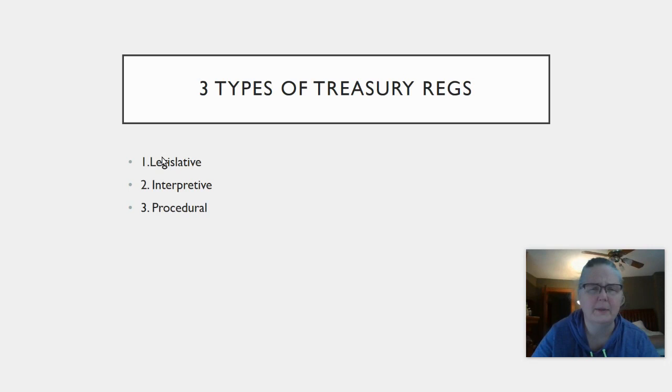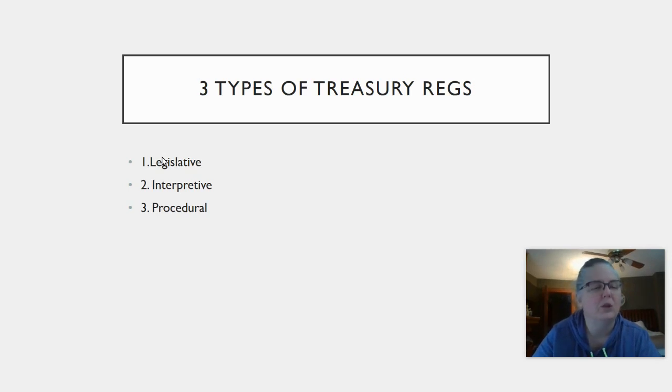So there are 3 types of Treasury regs here. Okay, we have legislative regulations. These are authorized under the code, that it authorizes the IRS to provide operational rules that deal with specific IRS provisions. Legislative regulations generally carry the same weight of authority as the law itself, and the regulations will typically refer to its statutory authority. They must follow notice and comment requirements.